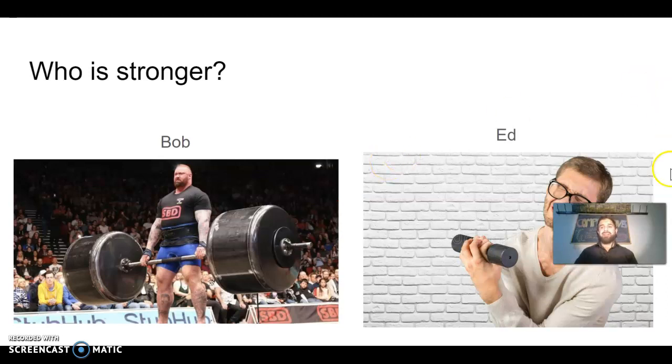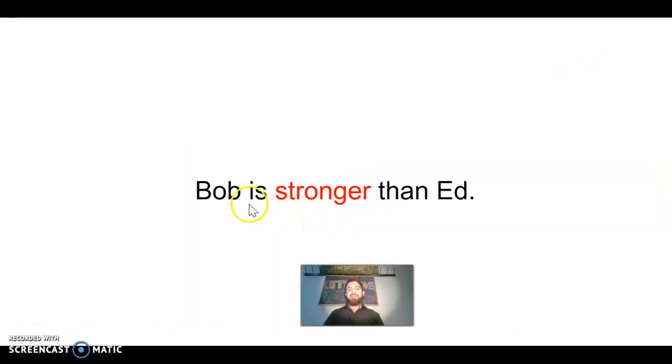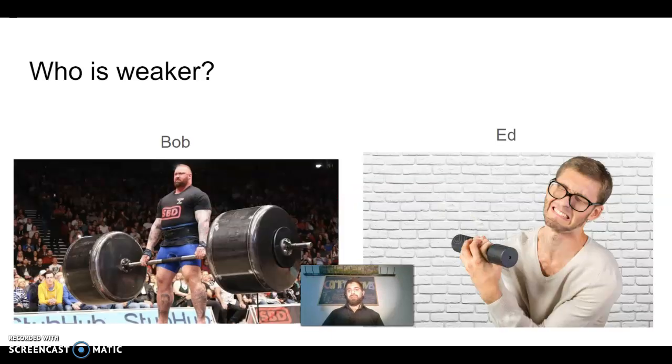So let's take a look now at these 2 men. Who is stronger, Bob or Ed? Now remember, strong, how many syllables? Strong. 1 syllable. I want you to write down your answer now. Pause the video. Okay, let's take a look at whether you got this one correct. Bob is stronger than Ed. Yes, I believe he is stronger. He definitely ate all his spinach whilst growing up.